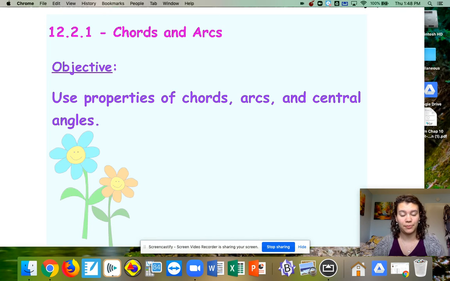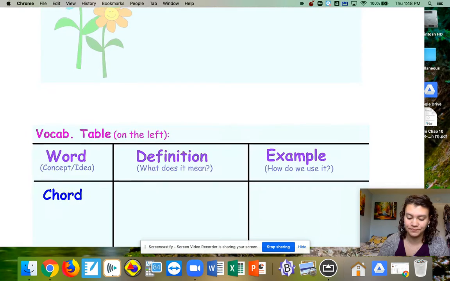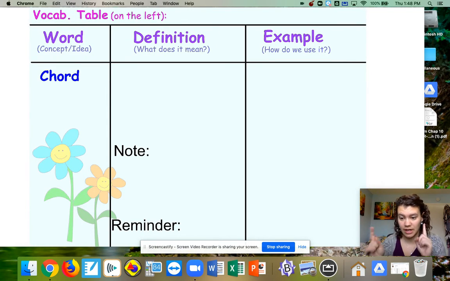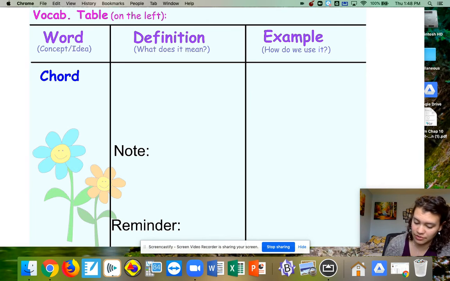All right, today we're going to talk about the properties of chords, arcs, and central angles and what they are, as a reminder. All right, so what is a chord? A chord is a segment connecting 2 points on a circle.